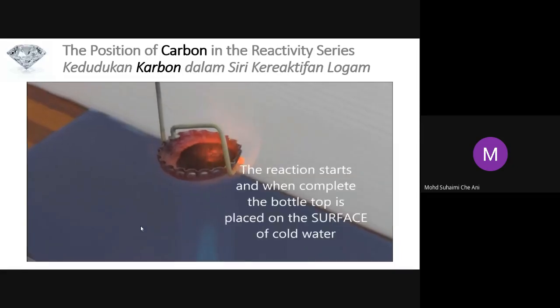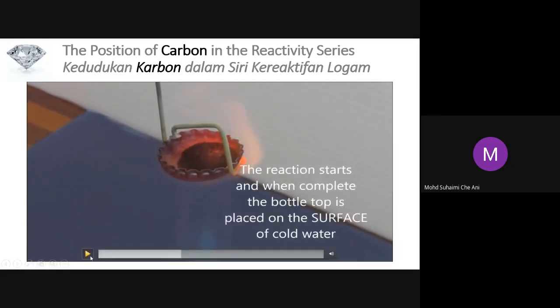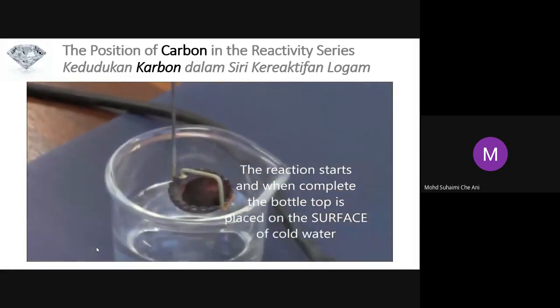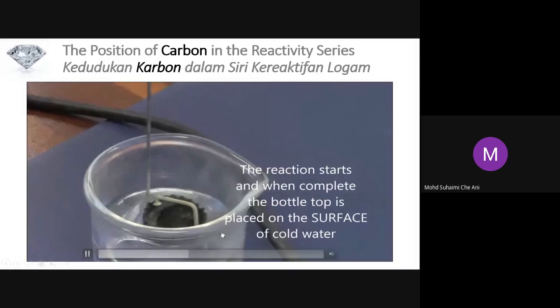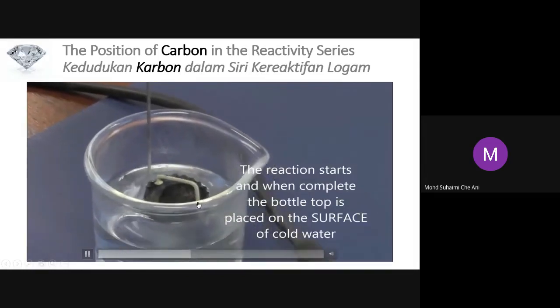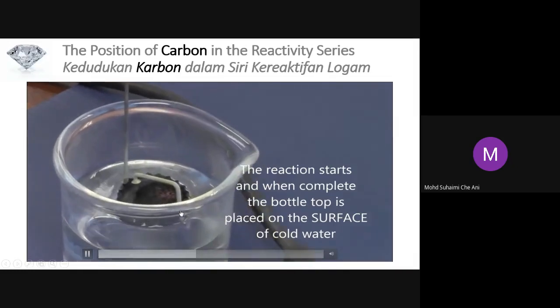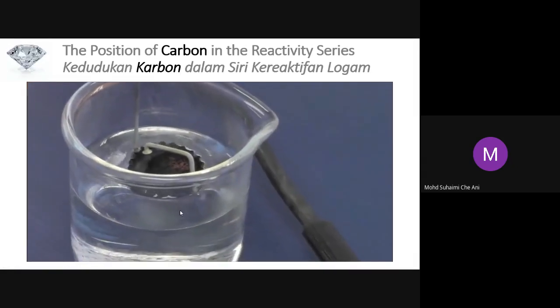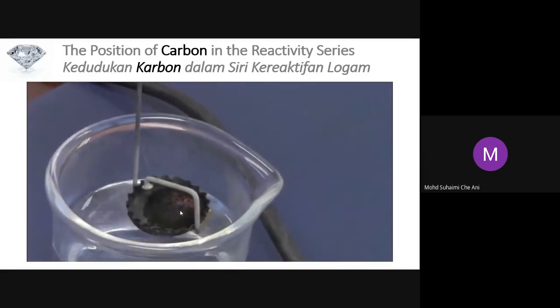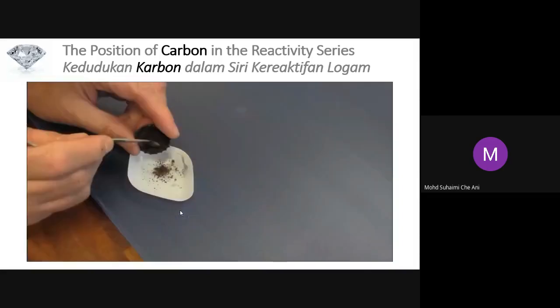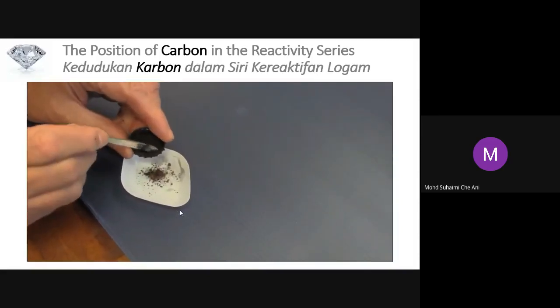So it means that carbon can replace copper from the copper oxide. Carbon is more reactive than the copper. So that's why carbon can steal the oxide from the copper oxide. So the product that you will get is the copper metal and carbon dioxide, because carbon already takes the oxide from the copper oxide. So it becomes the carbon dioxide, and then it just leaves the metal alone. It just leaves the copper alone.